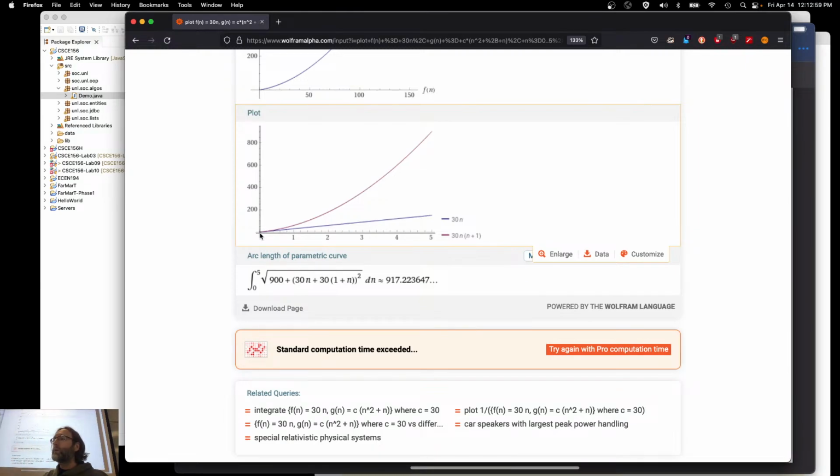Do you guys use tools like Wolfram Alpha? You do? Okay, like just to visualize stuff and stuff like that? Right? All right, good.